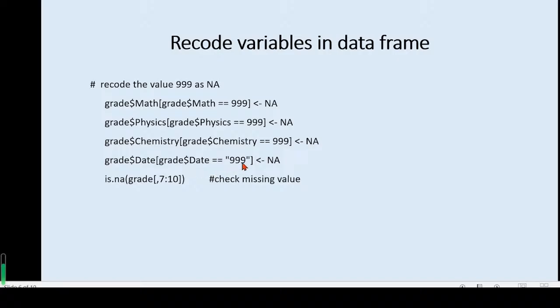the data frame. So next we can also check is.na, to check if there are NA values in these places. For example, here it means the grades data frame's last 4 columns have NA values.